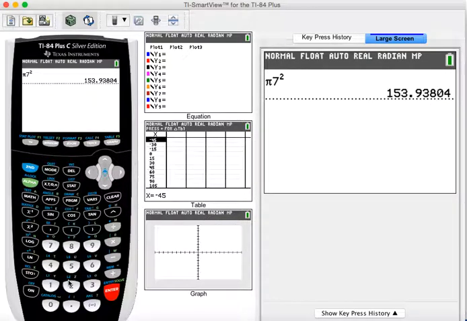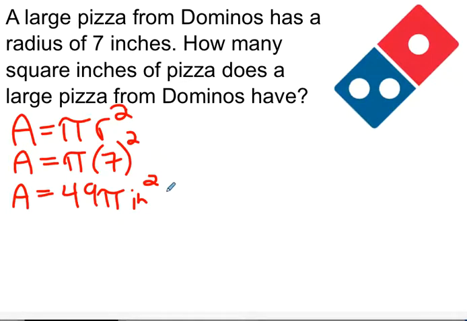Now, if we use 3.14 instead of pi, which is okay, times 7 squared, we would get something around the same thing, just that pi is a little bit better of a number, it has more decimals, so that's the reason for the discrepancy. So either way, it's about 153.9 inches squared, or square inches.